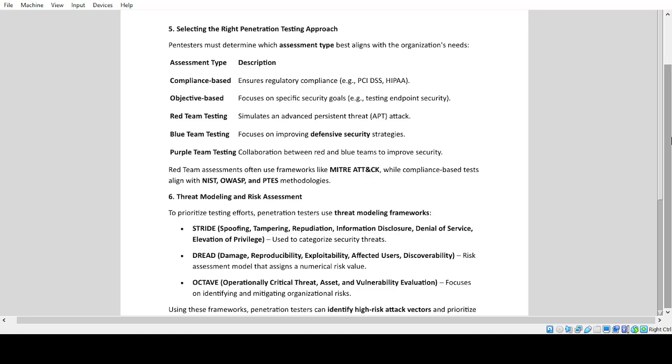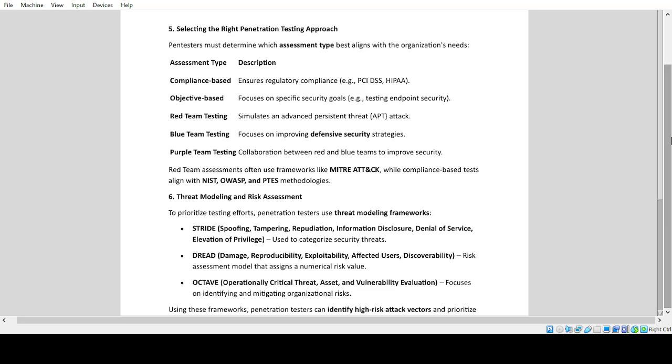Blue team testing: focuses on improving defensive security strategies. Purple team testing: collaboration between red and blue teams to improve security. Red team assessments often use frameworks like MITRE ATT&CK, while compliance-based tests align with NIST, OWASP, and PTES methodologies.